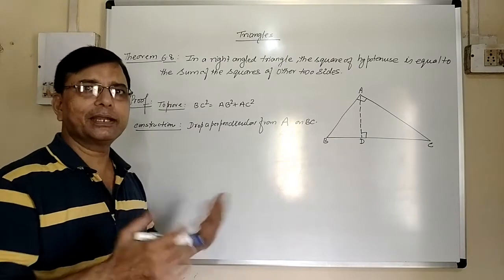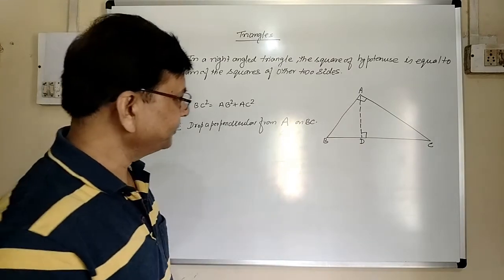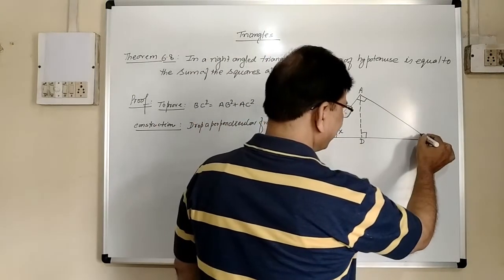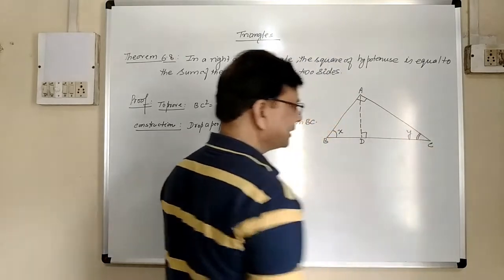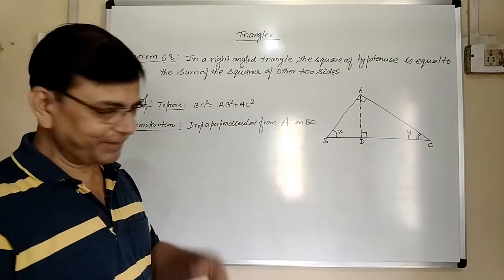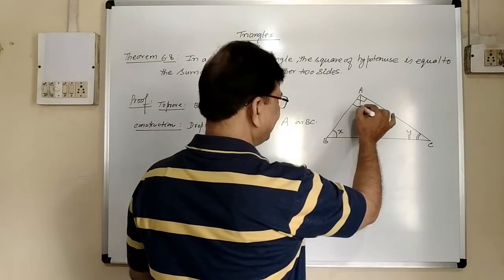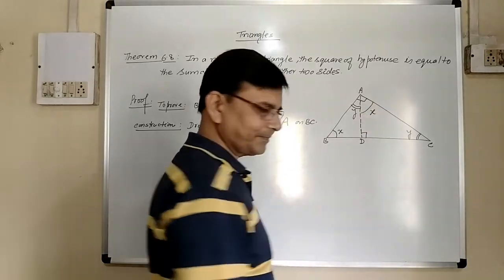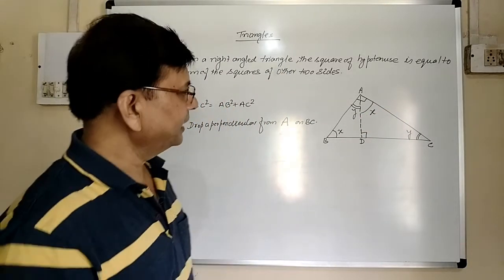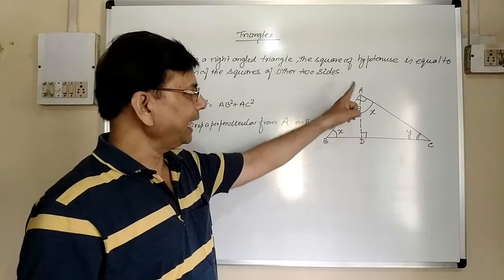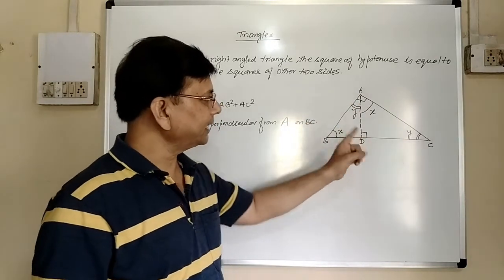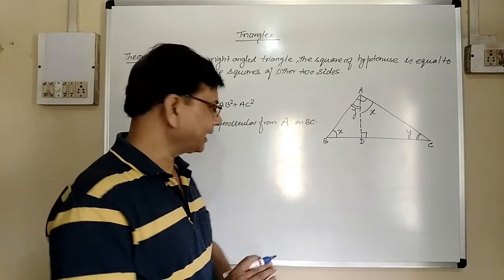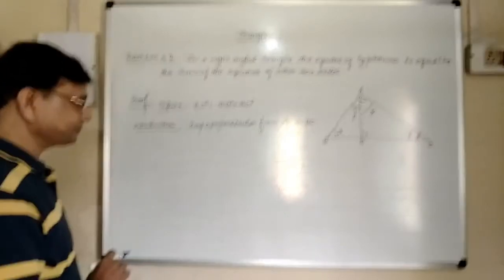Now we will look at the similarity of triangles. Let this angle be X, let this angle be Y. I have already done this in the previous case. This angle will be equal to Y and this angle will be equal to X. Is it clear? So all these three triangles ADB, ADC and ABC are similar to one another. Now we will go for the proof.